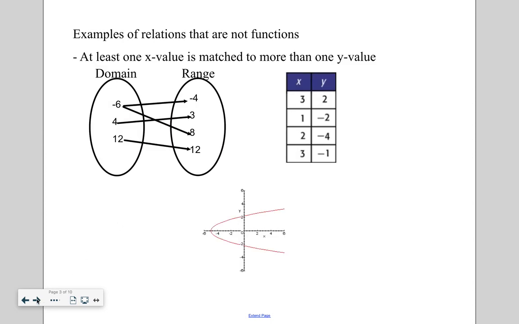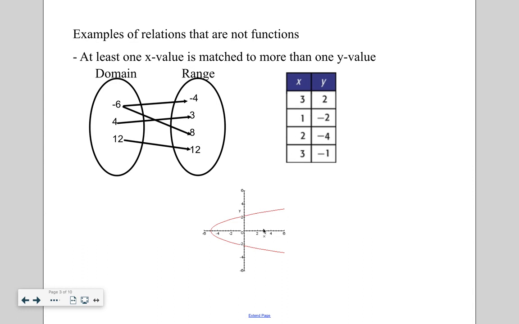Here's some examples of relations that are not functions. In this one, you can see the input of -6 actually results in 2 outputs, -4 and 8. And that's not a function. You can't say I put in -6, I got back -4, but maybe I got back 8 too at the same time. That doesn't make sense. Over here is a table that is not a function. You can see because the 3 matches with a 2, and 3 also matches with -1, so it's not following what a function can do.